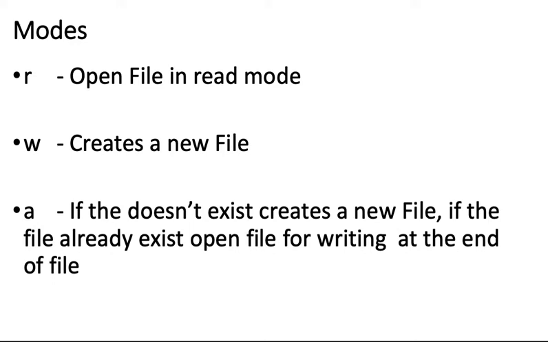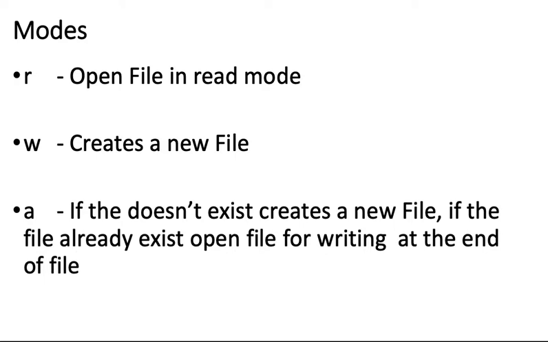Next one is the W mode. If I want to create a new file, I'll be using W here. So W is used whenever I want to create a new file. And make sure that you're not giving an already existing file in W mode. If I give an already existing file in W mode, it will create a new file and replace the already existing file, so you may lose the data. You need to be very careful when you're using W. Make sure that you're creating a new file with the help of W mode.